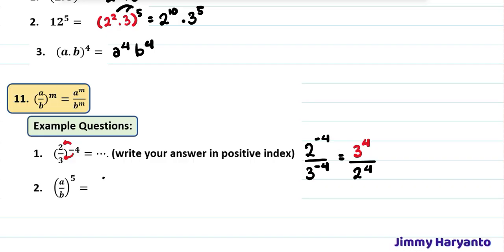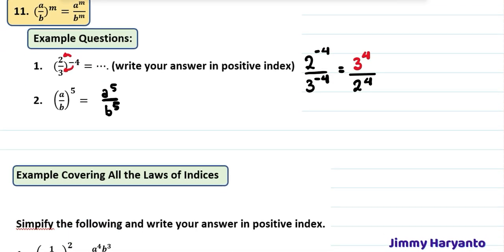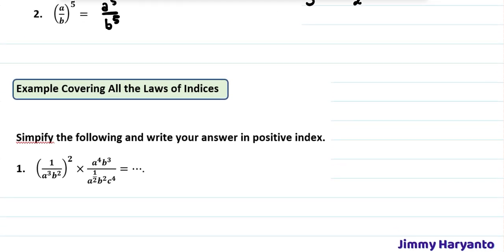Okay. And then for this one, it's easy. You only have to write down a to the power of 5, b to the power of 5. Okay, that is the review of the properties. I hope you still remember it because later we'll use all of them.